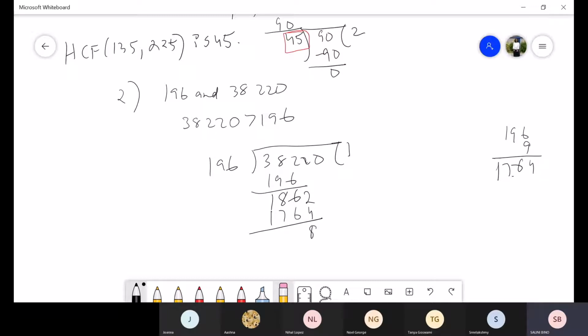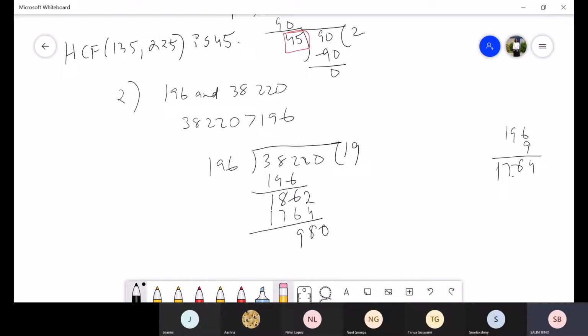Subtract, 9, 98. But 10 is there. Have to write 9 here. 19. 19.